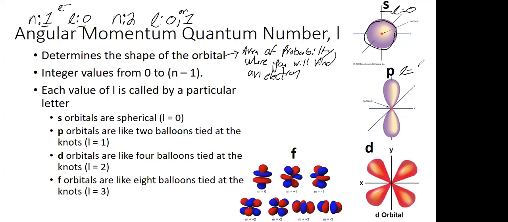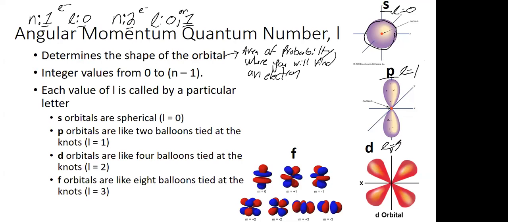If you are L equals 1, we call that the p orbital, and you look like two balloons that are tied together, right? So if you are, for example, the other electron I mentioned, where n equals 2 and L equals 1, you are somewhere in this balloon, or these balloons. We don't know where you are. You're just in there somewhere.